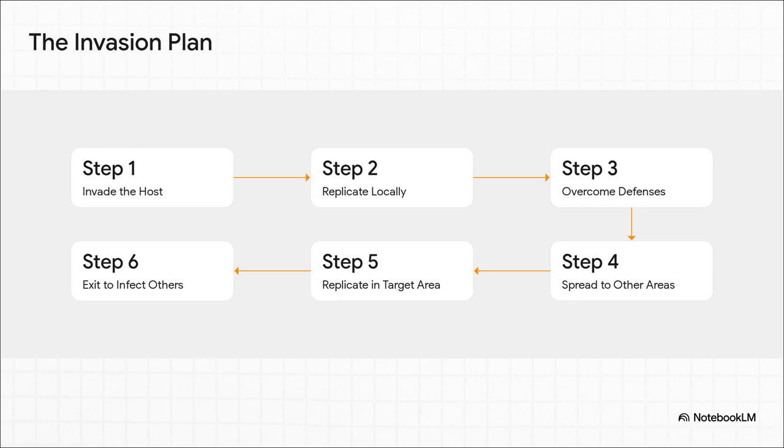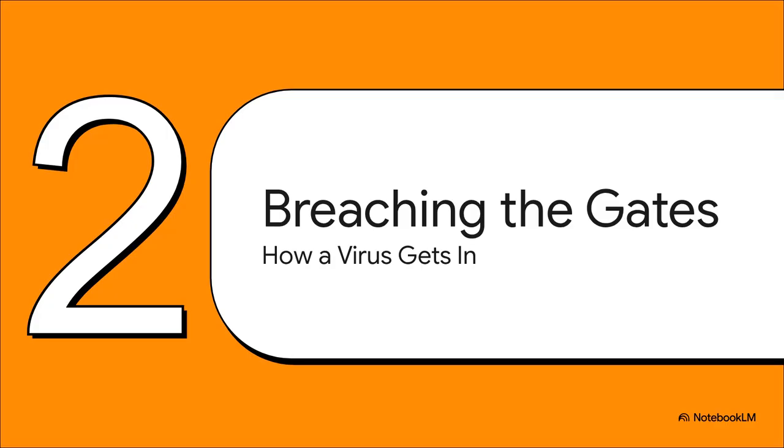Okay, so this right here, this is the playbook. This is the core of our explainer today. These 6 steps are the sequence that pretty much every successful virus has to follow to survive and spread. So let's start with step 1, invade the host. First things first, the virus has to get inside.